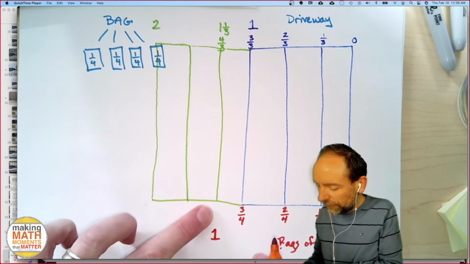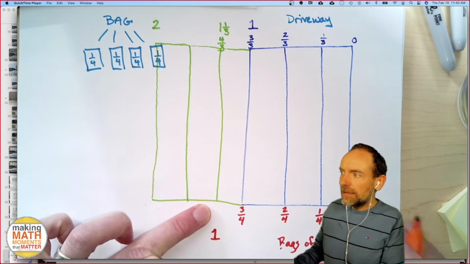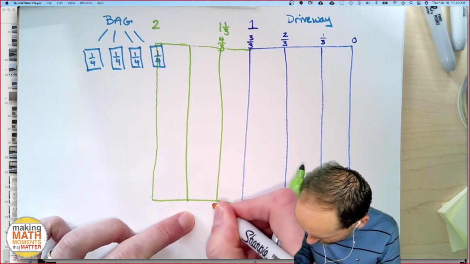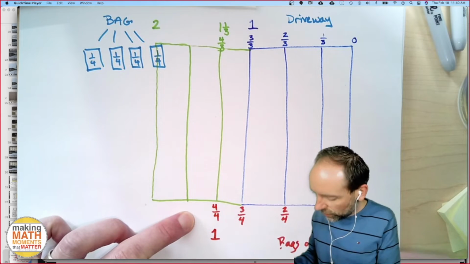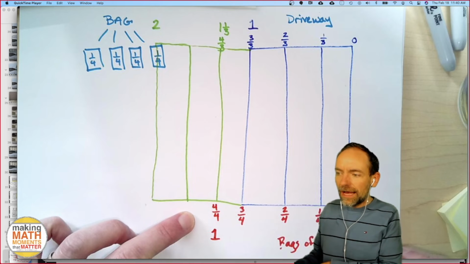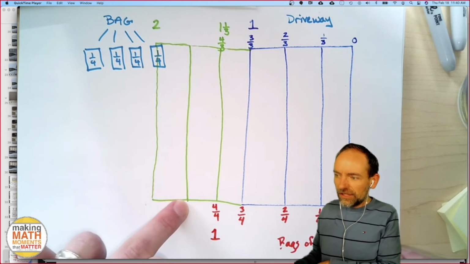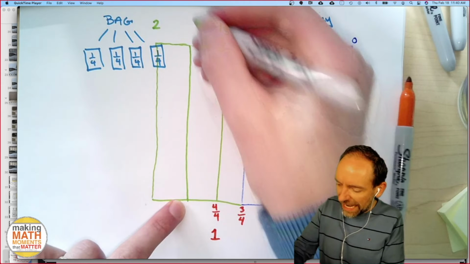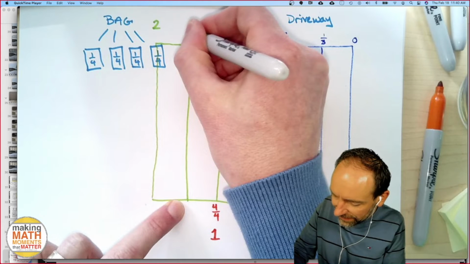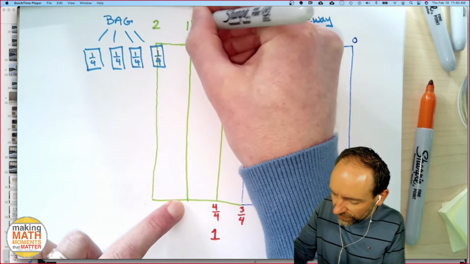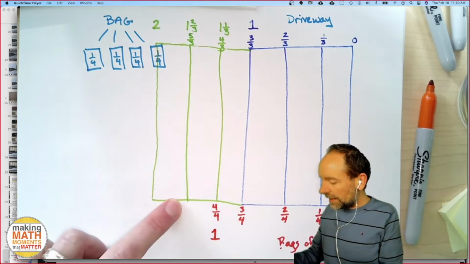What if I put it in fourths? How many fourths would that be? 4/4. Holy smokes. How many bags of salt to do 5/3 driveways, or 1 2/3 of a driveway? What would that be right there, friends?